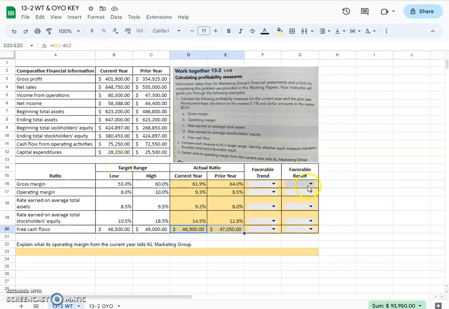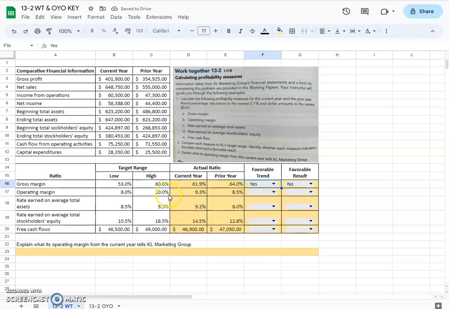So let's figure out favorable result, favorable trend. Gross margin. Last year we were at 64 down to 61. We want to be between 53 and 60. So this one is outside of the target range. So that's not a favorable result, right? And is it a good trend though? Because we went down by 2.1% towards the high. So towards the target, it is a favorable trend. We're headed in the right direction.